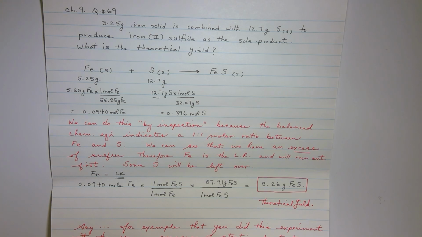Here we are looking at question 69 at the end of chapter 9. In this question, we have 5.25 grams of solid iron combined with 12.7 grams of solid elemental sulfur. Now that I look at it, this is a synthesis reaction from elements in their standard state of iron and standard state of sulfur. The product is iron(II) sulfide.